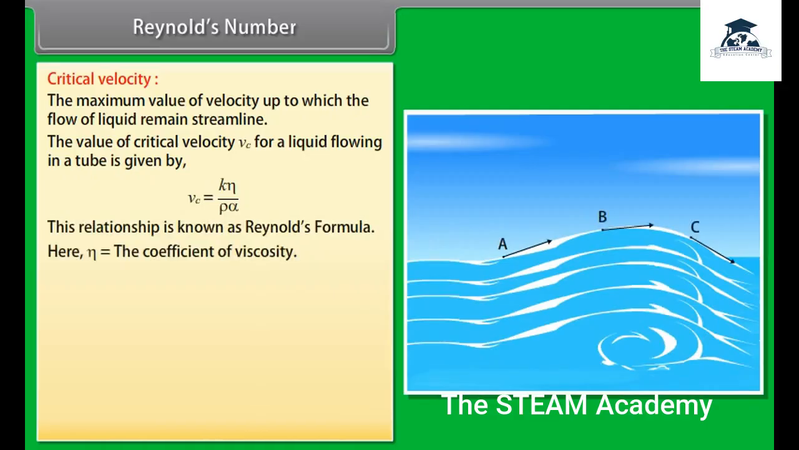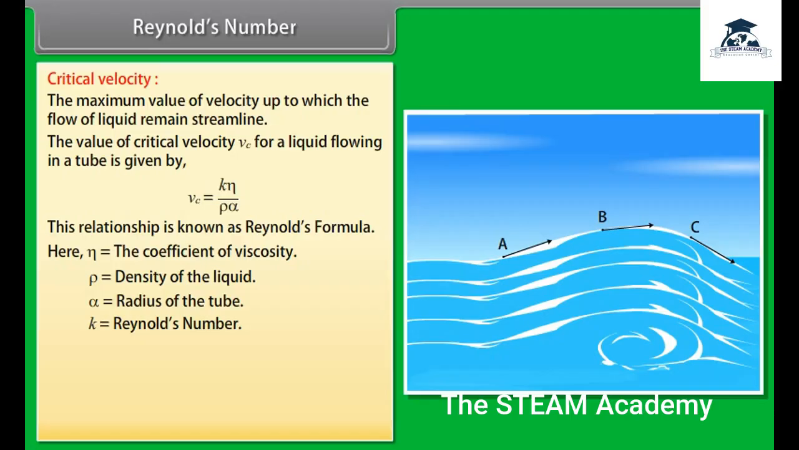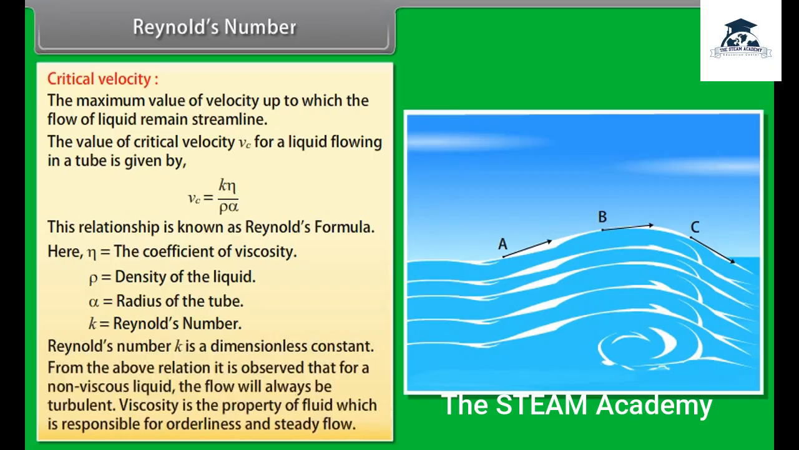Here, η is the coefficient of viscosity, ρ is the density of the liquid, a is the radius of the tube, and K is the Reynolds number. Reynolds number K is a dimensionless constant. From the above relation, it is observed that for a non-viscous liquid, the flow will always be turbulent. Viscosity is the property of fluid which is responsible for orderliness and steady flow.